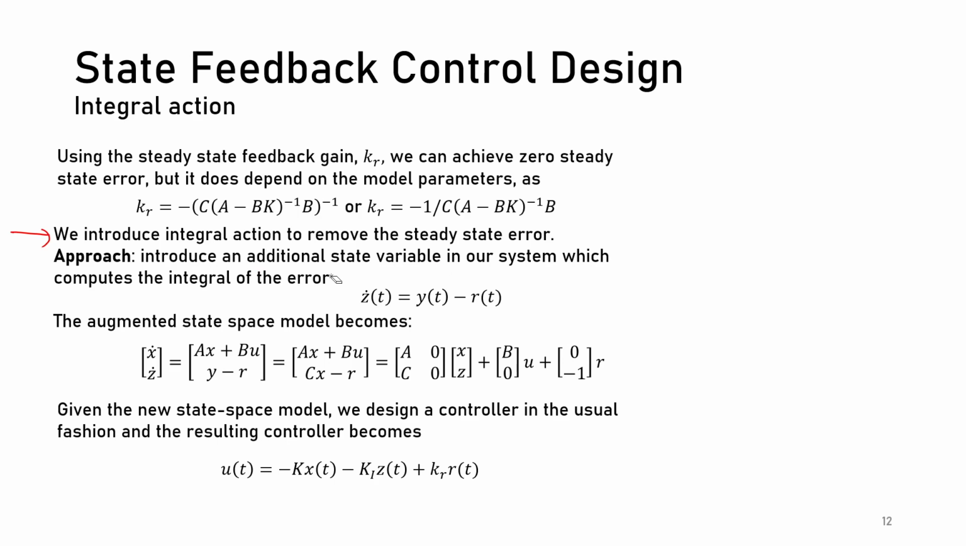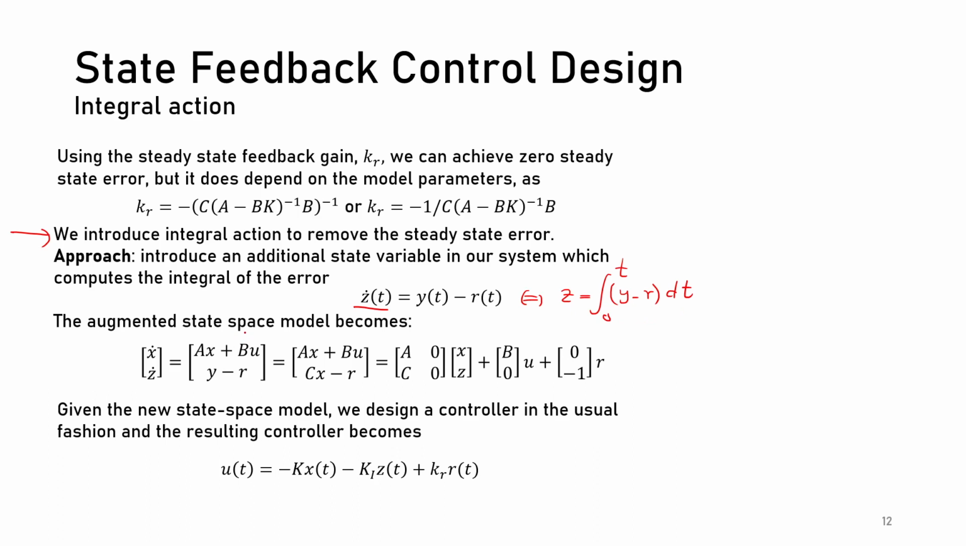So here we introduce an additional state variable in our system. We call it Z, where Z dot equals Y minus R. This means Z actually equals the integral of Y minus R dt. That's why we call it integral action here.